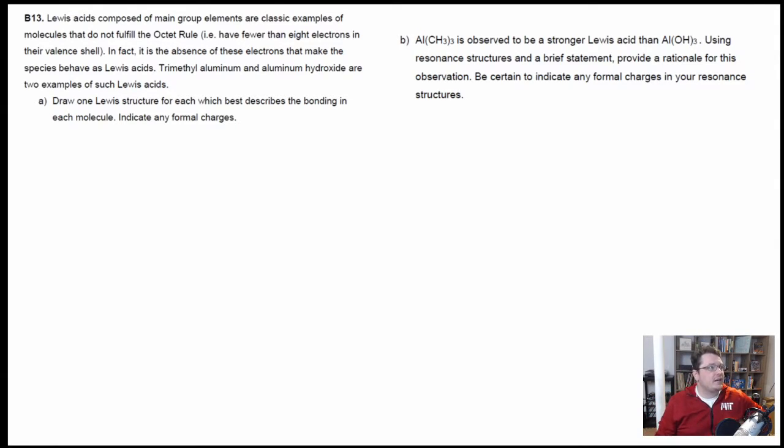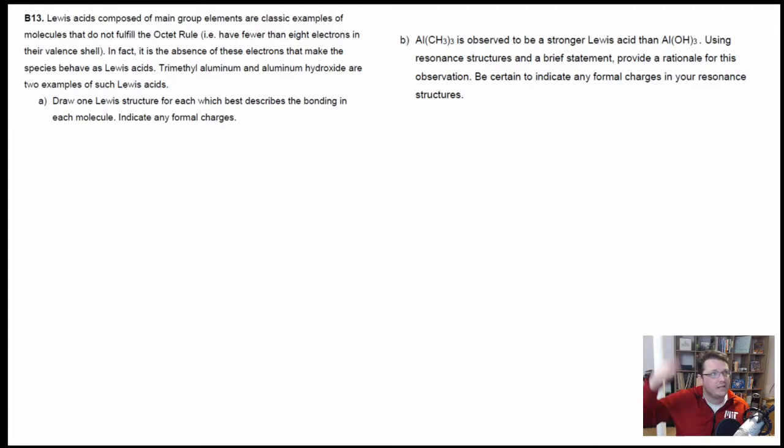So going through this, the question talks about Lewis acids. We haven't touched on acids and bases in this class yet, but Lewis acids are electron pair acceptors. So usually what they have is an empty orbital, along the lines of the vernacular I was using in previous problems about drawing Lewis structures. But usually they don't fill the octet rule.